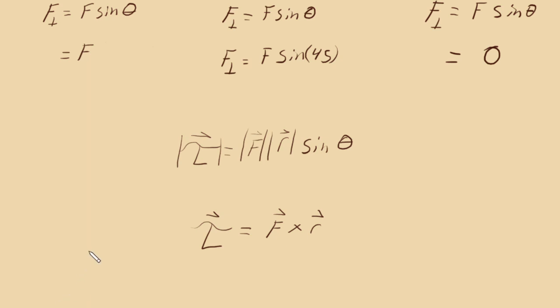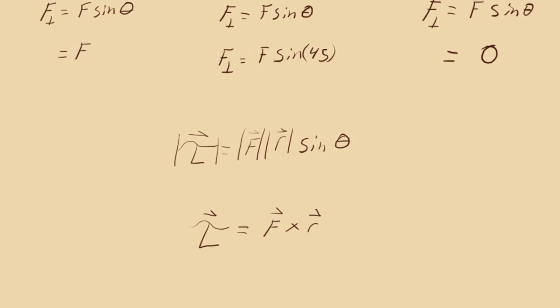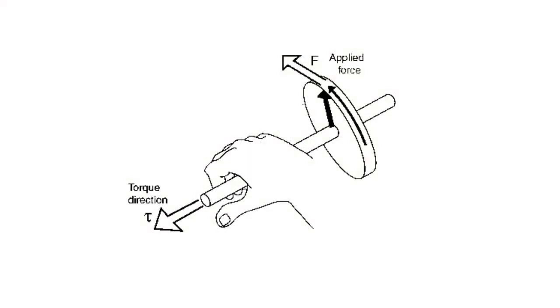And so what the cross product gives us is a vector that is perpendicular, or orthogonal, to both force and radius. So if our force and our radius are in the xy plane, we know that our torque will be pointing in the z direction. And if we look back at the right hand rule, there's a simple way to come up with whether our direction is going to be positive or negative.